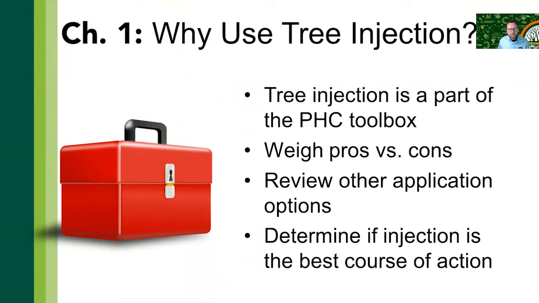Those are the things we always want to think about, and then, of course, how that relates to what our clients' expectations are. As part of that too, we want to review our other application methods. We can do foliar sprays, lower bark spray applications, or soil applications, and again, just match the best kind of tool to the tree, site, pest, and then of course, client expectations. And then finally, determine if tree injection is the best course of action.